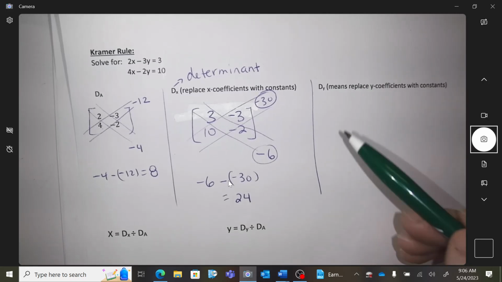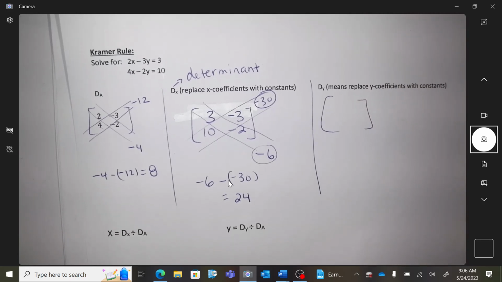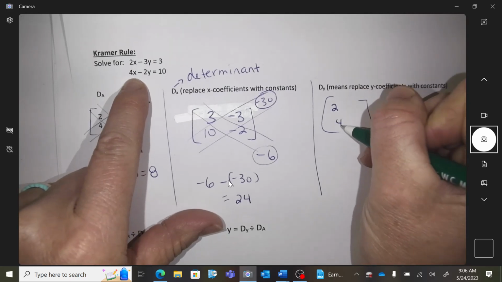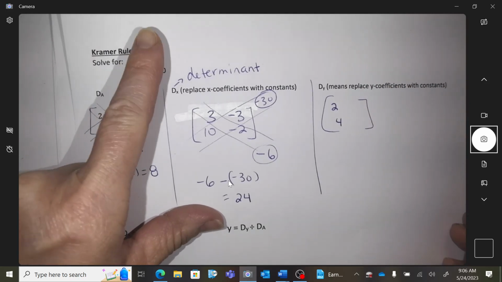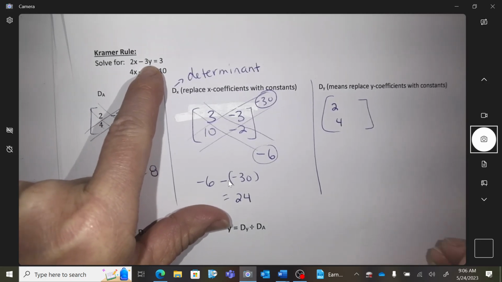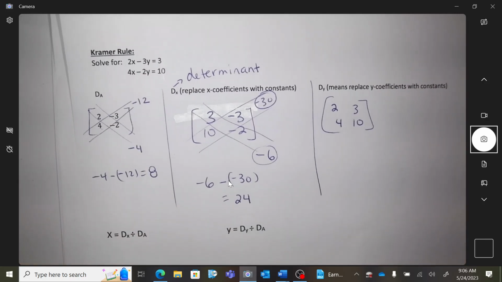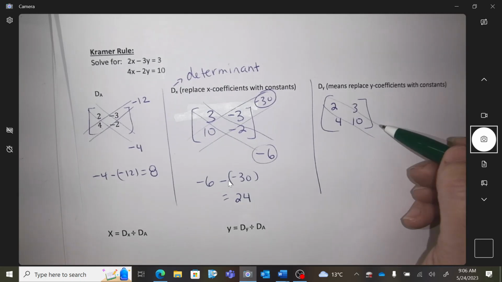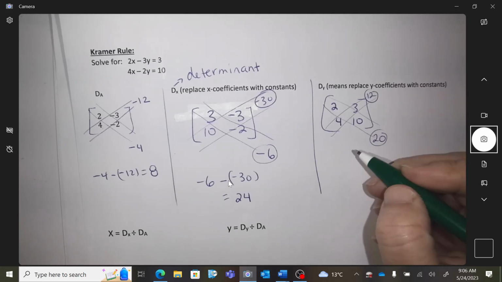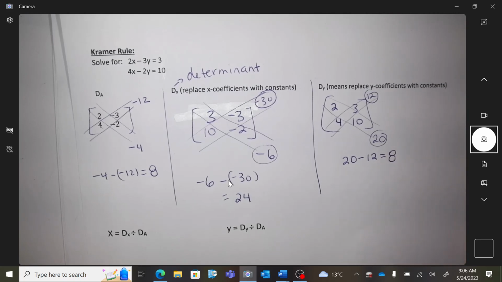And then we're going to do the same thing with y. So I'm going to leave the x alone. So there's a 2 there and there's a 4. I'm going to leave the x alone now. And this time I'm going to replace the y stuff with 3 and 10. Multiply diagonals. So 20 subtract 12 equals 8.